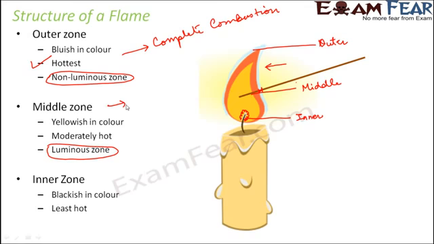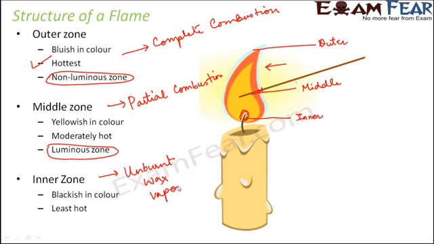In the middle zone, partial combustion takes place. Since it is partial combustion, it is moderately hot. Whereas the inner zone contains only the unburned vapors. That means no burning is actually happening there. Only the unburned particles are staying there. So this contains the unburned vapors, and that is why it is the least hot.